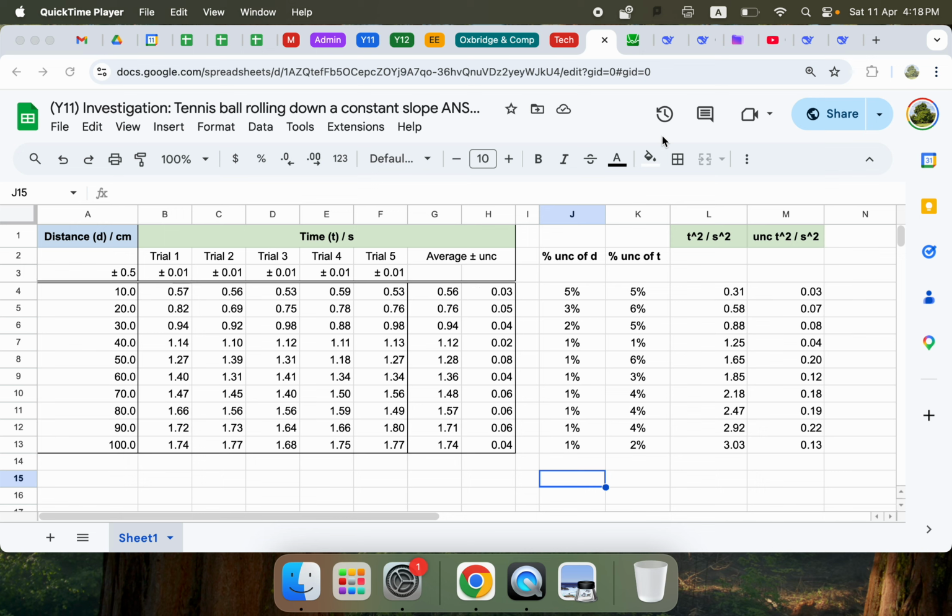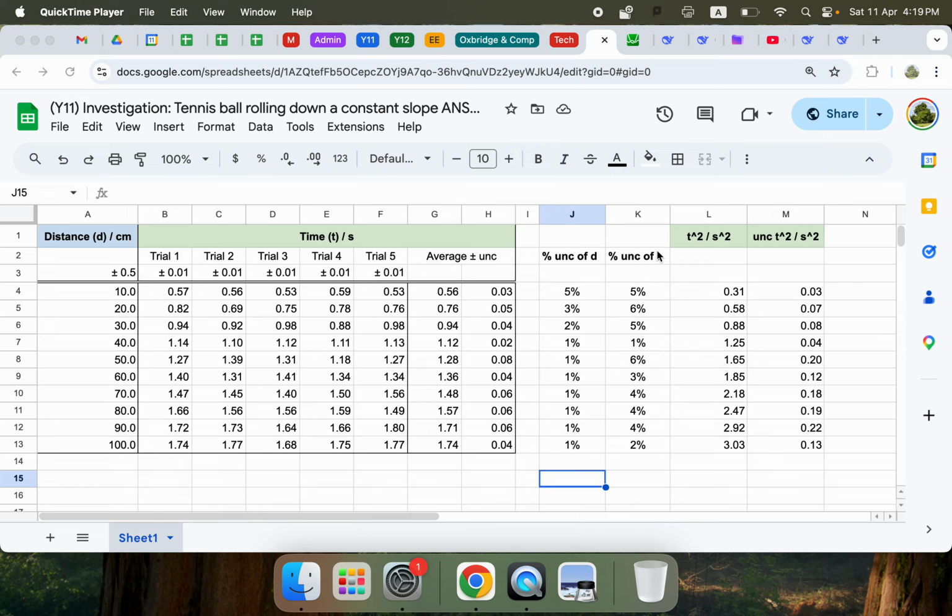Hi folks, in this video I'm going to show you how to draw max-min lines. Here I have some data that I've described in some other videos. It's a tennis ball rolling down a slope with a constant acceleration. We know that displacement is proportional to time squared when something is moving with a constant acceleration. So that means that time squared should also be proportional to the distance d.